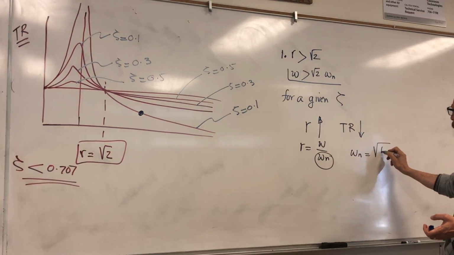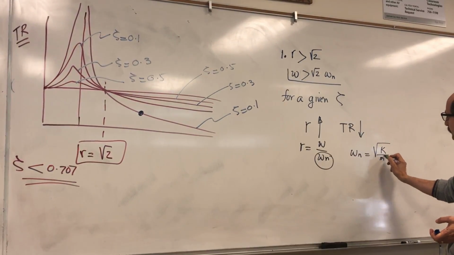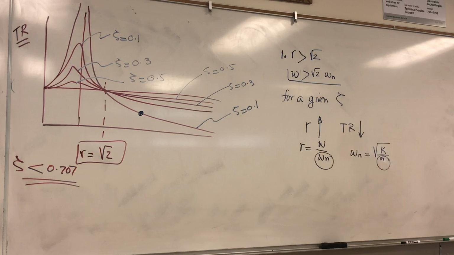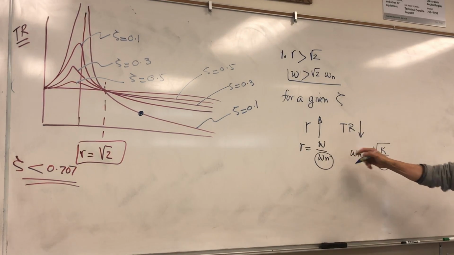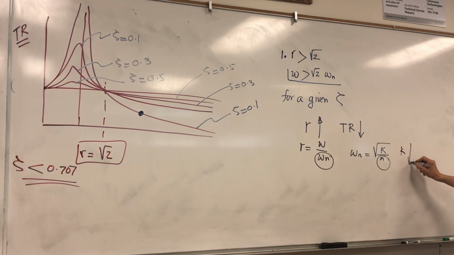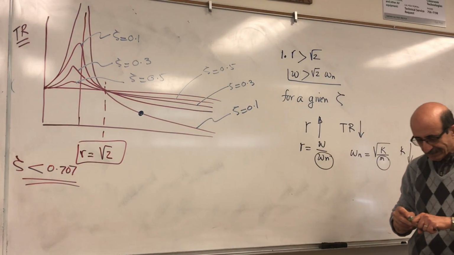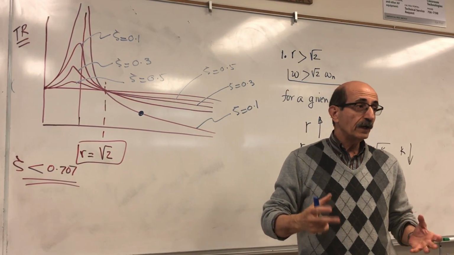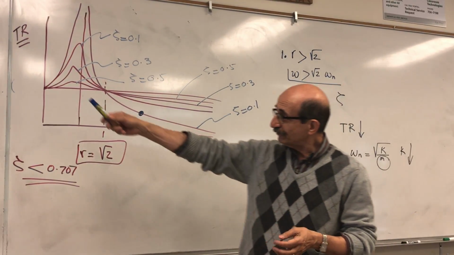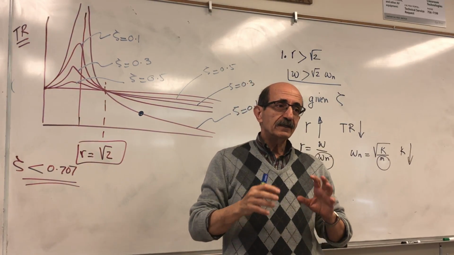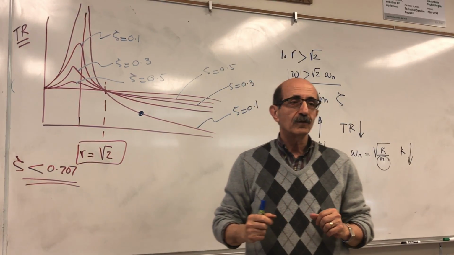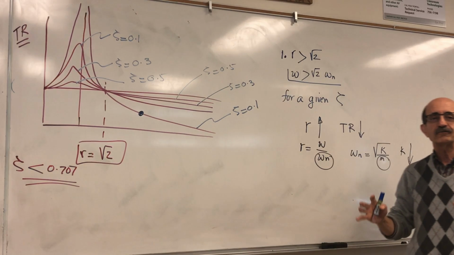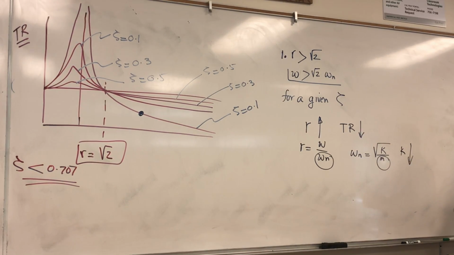Omega n is the square root of k over m, right? The mass of the system is, give or take, always constant, right? So that means you need to reduce k, right? So that means an effective vibration isolation is when the stiffness of the support system is as small as possible. In other words, the system is as soft as possible, okay?